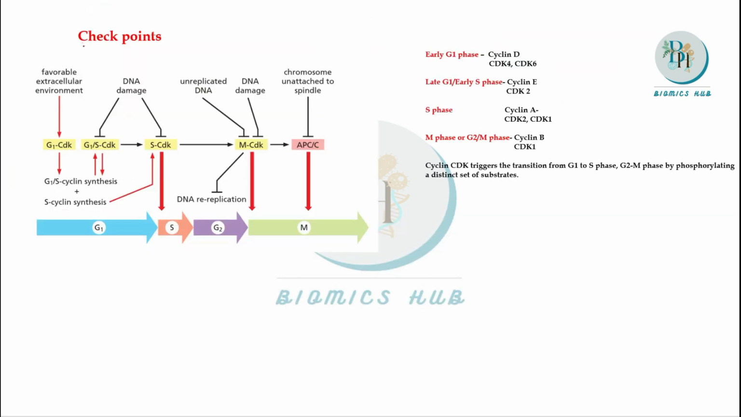So these are the checkpoints. Here we have the checkpoints which are involved during all phases of the cell cycle. So how is this checkpoint regulating? If there is no favorable environment, if the cell cannot grow, the G1 checkpoint is regulating it. If the cell indicates that the DNA is damaged, it will inhibit the G1/S CDK as well as the S CDK. If there is no replication of the DNA, or anything is damaged, it can also inhibit the M CDK.